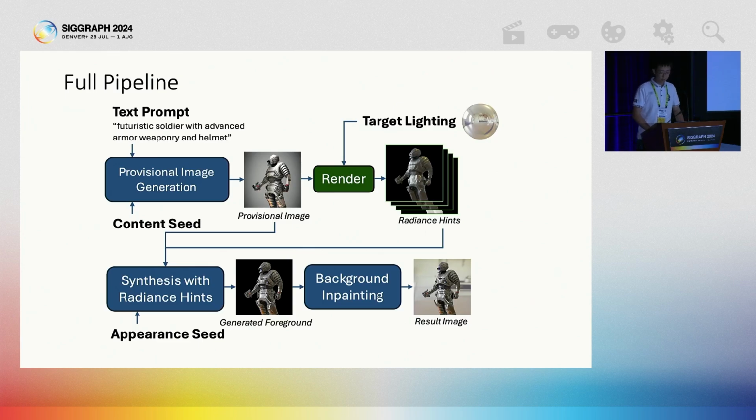To summarize, our full 3-stage pipeline generates the provisional image from which we extract the proxy geometry in the form of a depth image, which are subsequently used to generate the radiance hints. These radiance hints are fed together with an appearance seed into a specially trained ControlNet, yielding the foreground with correct lighting. Finally, a consistent background is added.